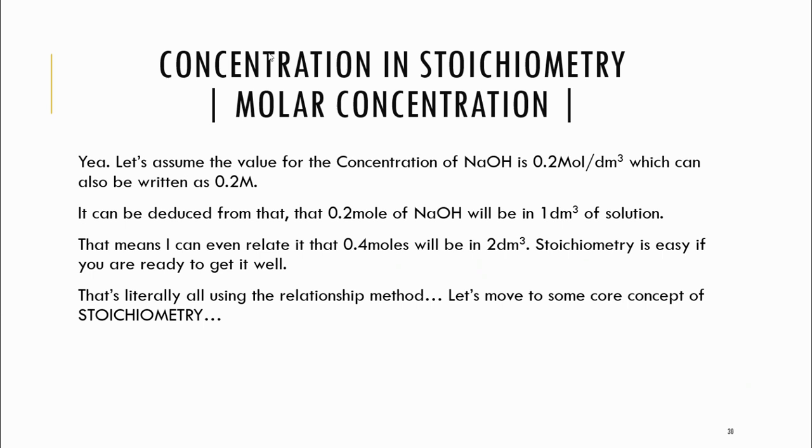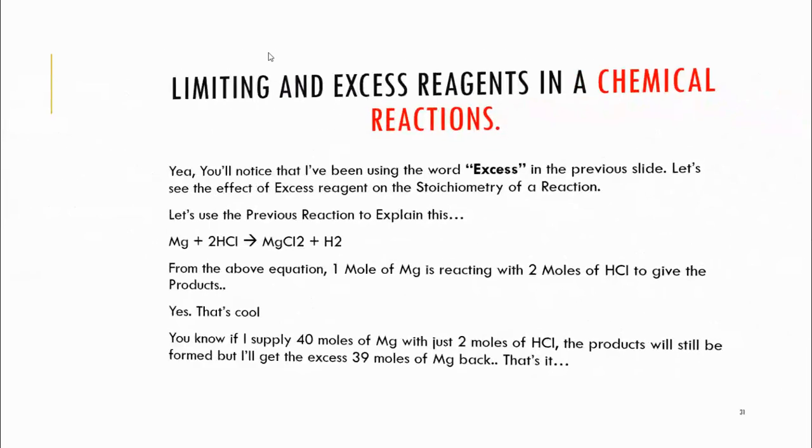Still on this, let's assume the value for concentration is 0.2 mole per dm cube, which can also be used as 0.2 molar. It can be reduced as 0.2 moles of NaOH is in 1 dm cube of solution. That means 0.4 moles will be in 2 dm cube and 0.6 moles will be in 3 dm cube, depending on what you are asked.